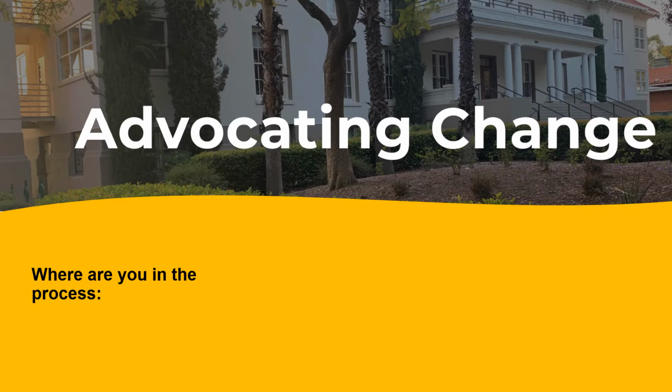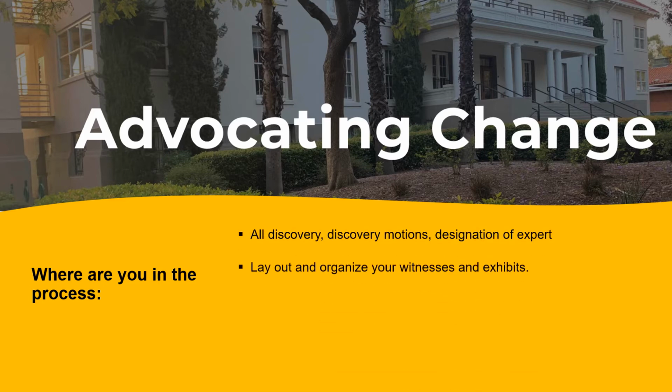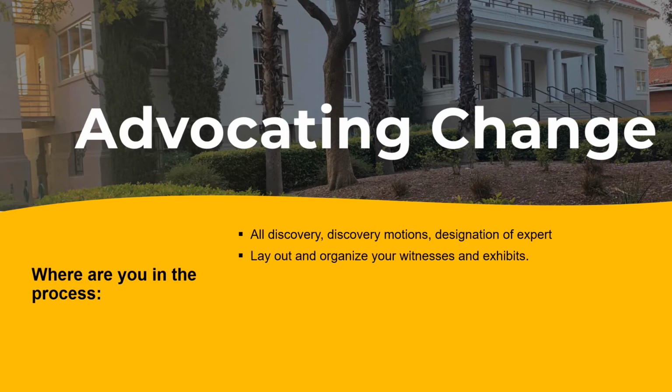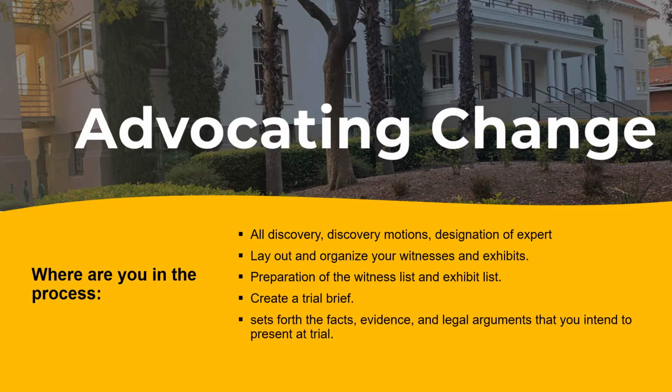Where are you in the process? At this phase, you have completed all discovery motions, designation of experts, and have attempted to settle your case a couple of times. The next step is for you to lay out and organize your witnesses and exhibits. This is accomplished through preparation of a witness list and exhibit list. After preparing your witness list and exhibit list, the next step in the process is creating a trial brief. A trial brief sets forth the facts, evidence, and legal arguments that you intend to present at trial.